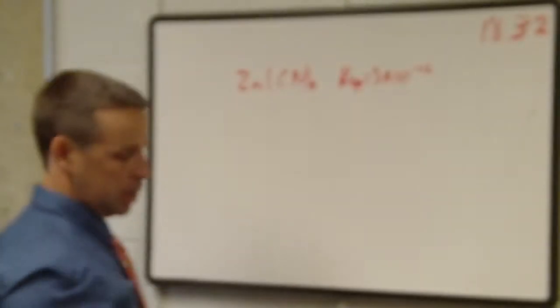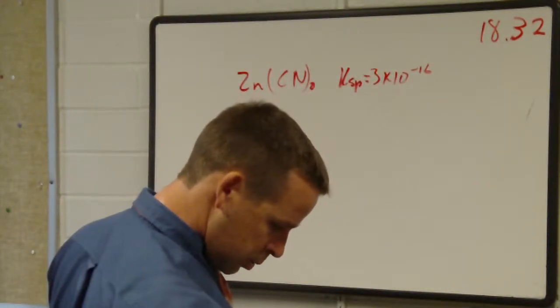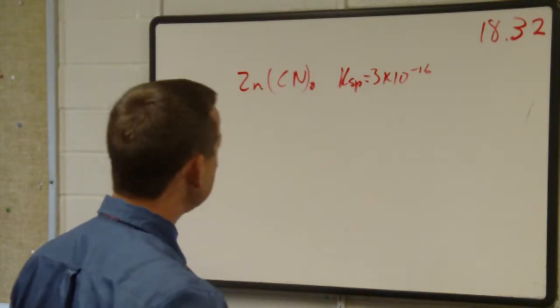Alright, so on Appendix C, 845, we have the KSP for the zinc cyanide, which is 3 times 10 to the minus 16. So, then, that's the KSP for zinc cyanide. And again, in 832, what are they asking for? The molar solubility.